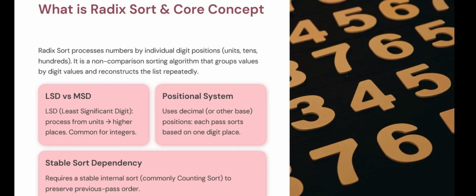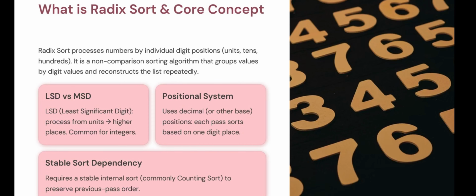So what exactly is Radix sort? The word Radix means base, like base 10 in our decimal system. Radix sort processes numbers not as whole values, but digit by digit: units place, tens place, hundreds place, and so on. There are two key variants. LSD, least significant digit, starts sorting from the units digit and moves towards higher places. This is the most common approach for integers and is what we will focus on today. MSD, most significant digit, starts from the leftmost digit, useful in some string sorting scenarios.